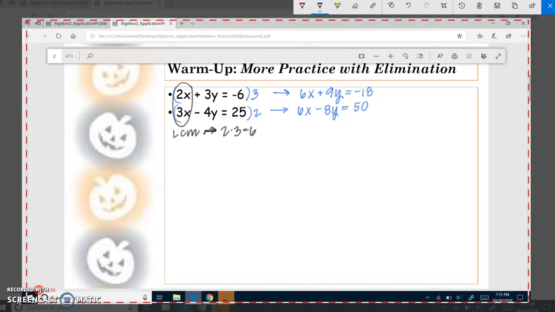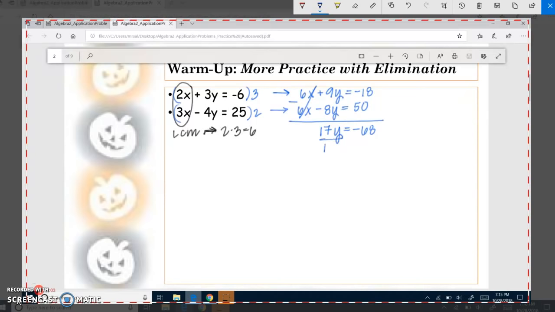Now, if I look at this setup, I'm going to have to subtract things to get them to cancel. So I want to subtract 6x minus 6x, that will all cancel out. Then I'll have 9y minus negative 8y. Remember, subtracting a negative is just adding. So here this is going to give me positive 17y. Then over on the right-hand side, I have negative 18 minus 50 more. So this will become negative 68.